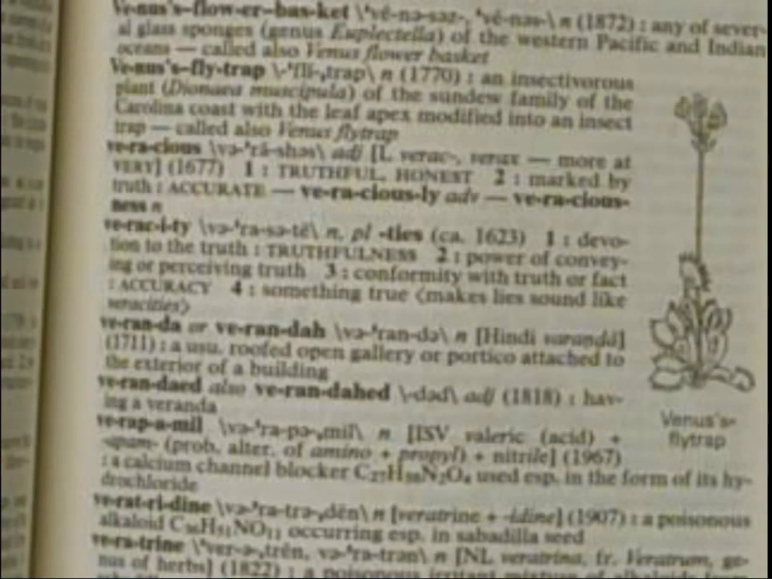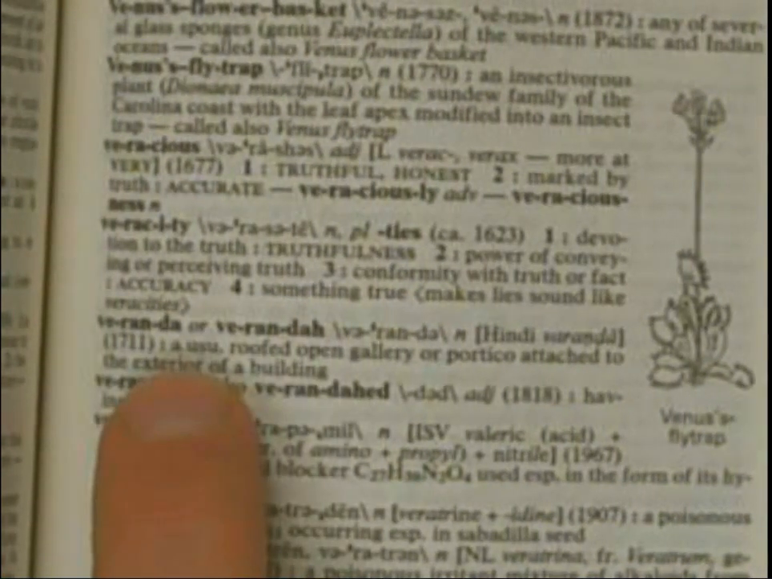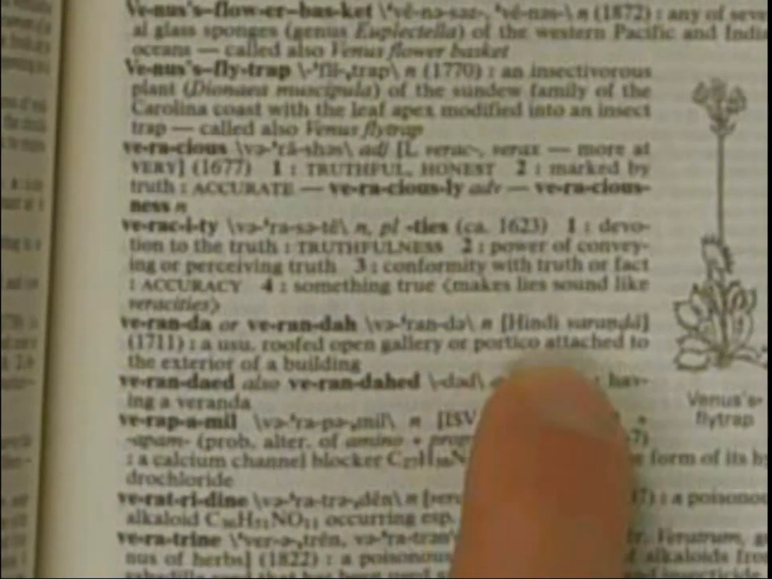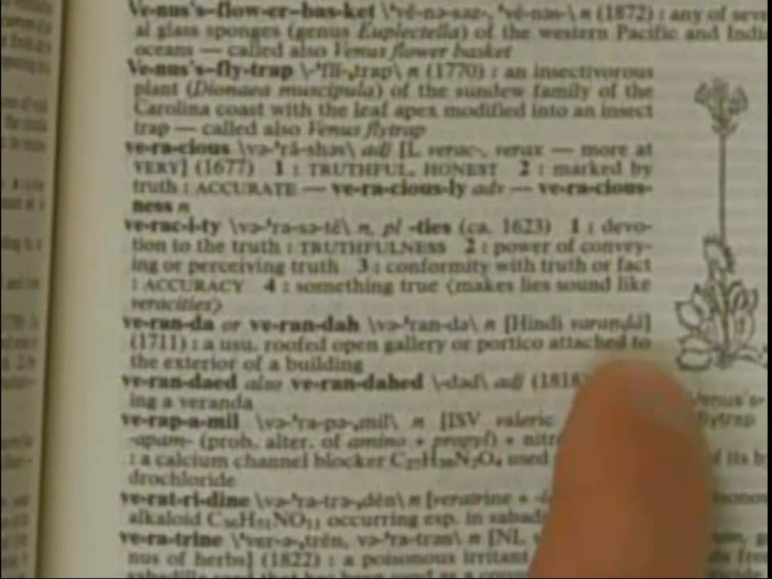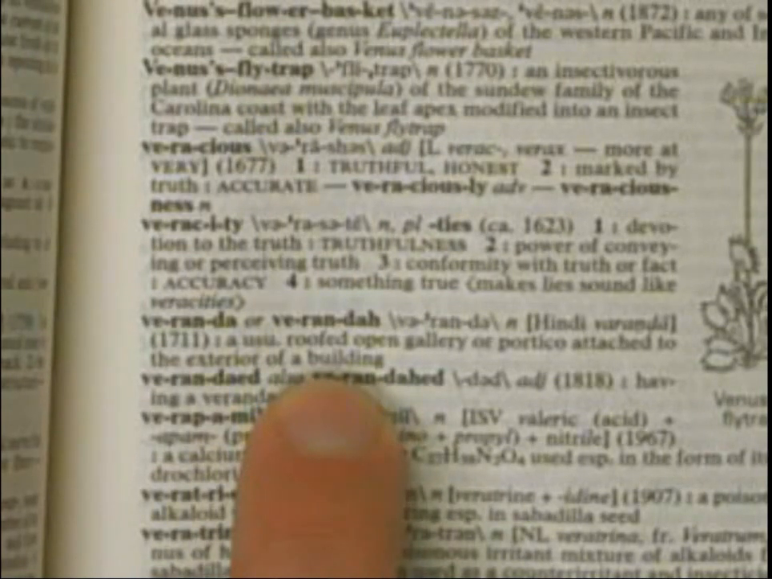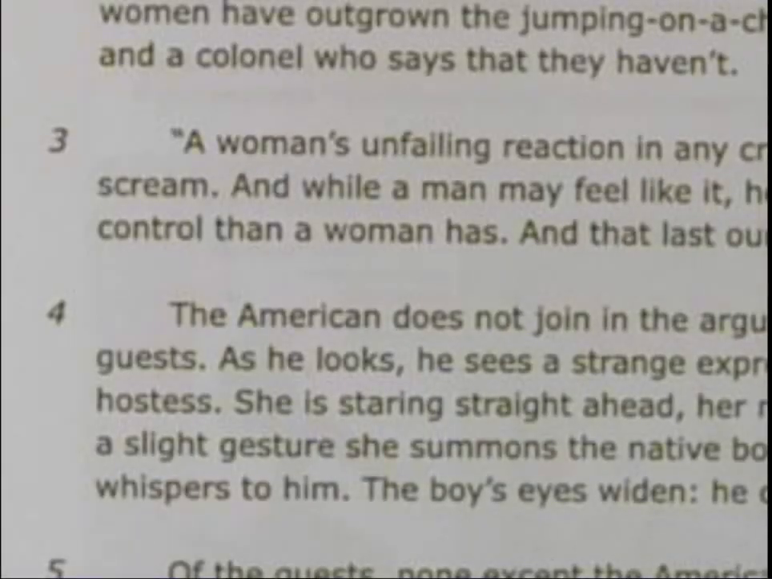If you look at veranda with me, remember they were describing the house. It's a usually roofed open gallery or portico, a portico is a porch, attached to the exterior of a building. So the big glass doors open up to an outside porch or an outside area. Okay, so the veranda is outside. That seems important.